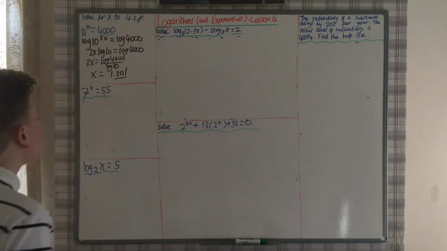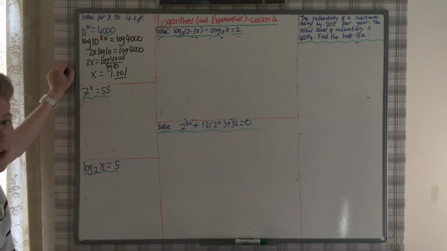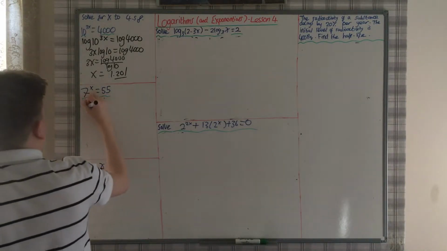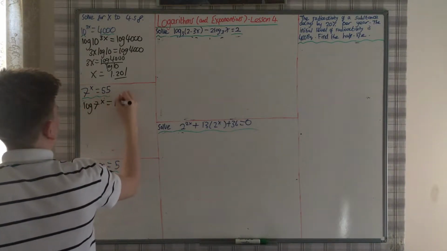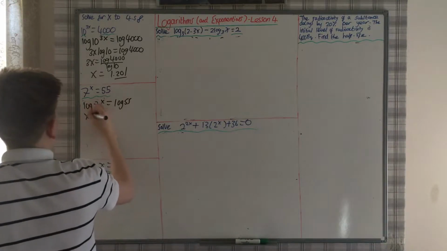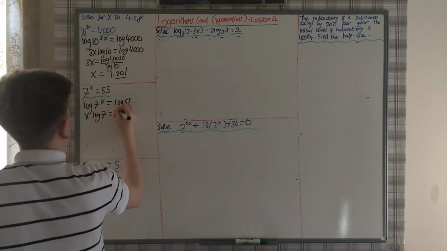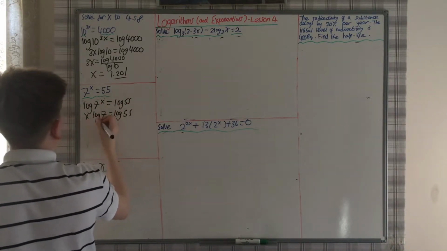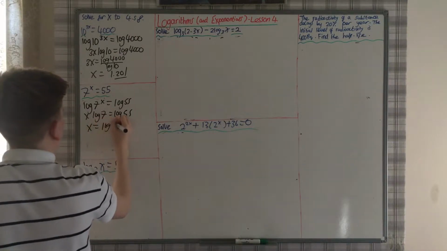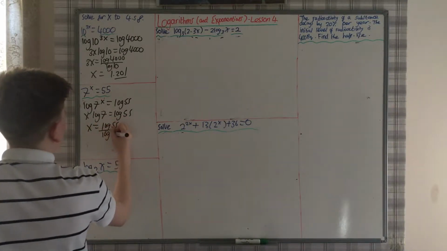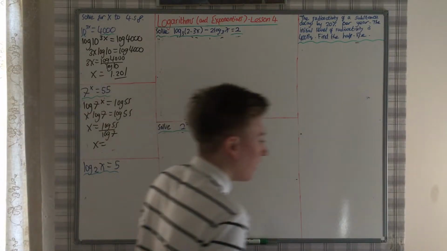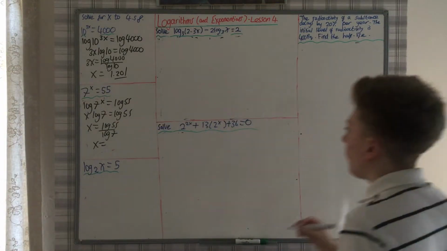7 to the power x is 55. Same principle. Move the x to the front. Divide by log 7. And we get x to be 2.059.